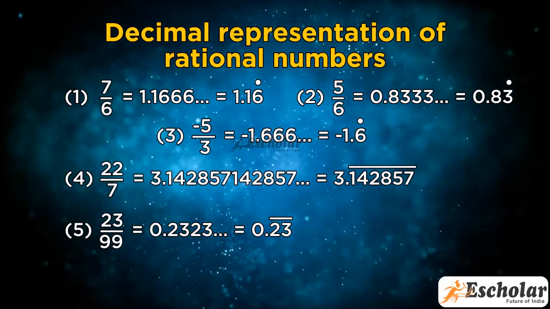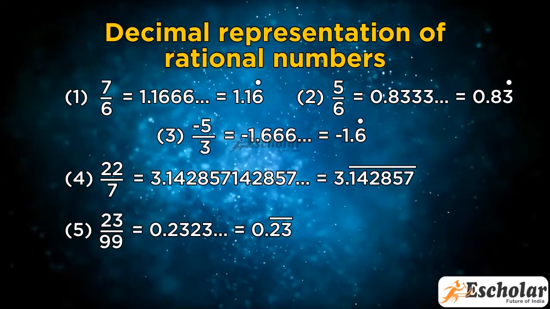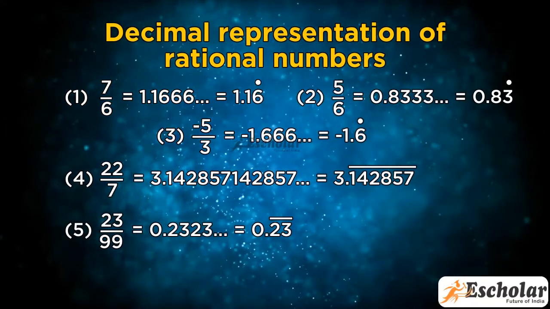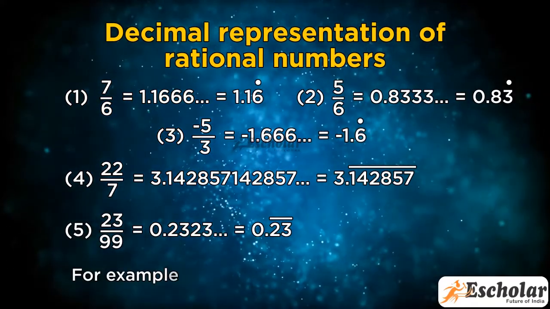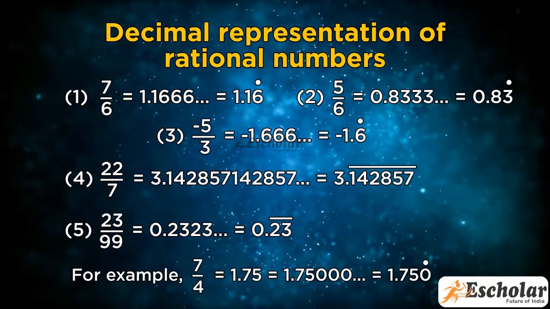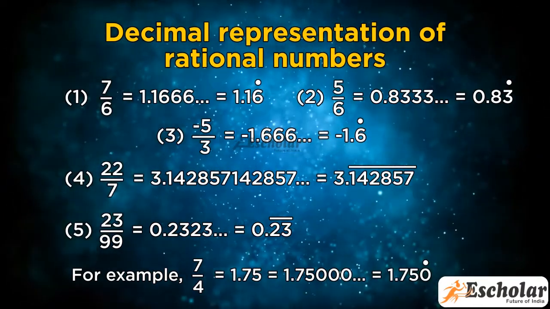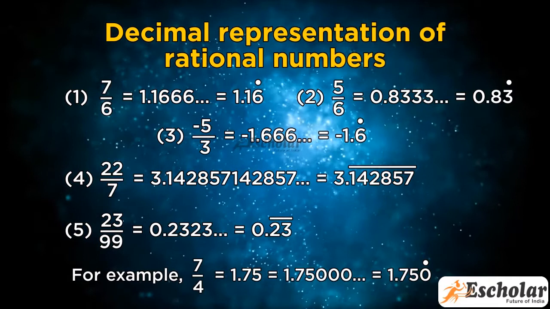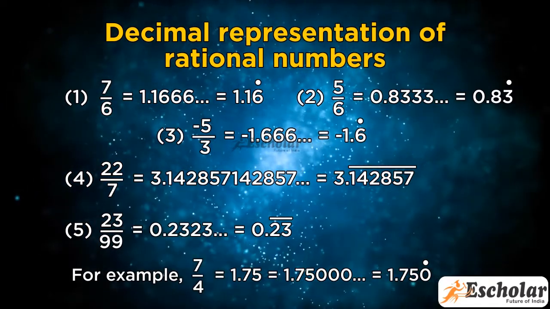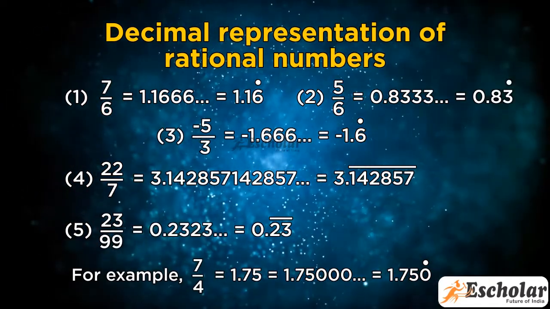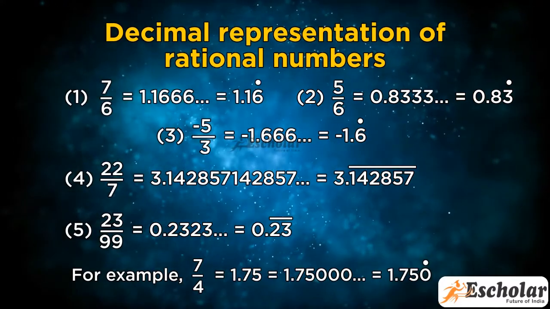Similarly, a terminating decimal form can be written as a non-terminating recurring decimal form. For example, 7 upon 4 is equal to 1.75, which is equal to 1.75000, which is equal to 1.750 recurring.